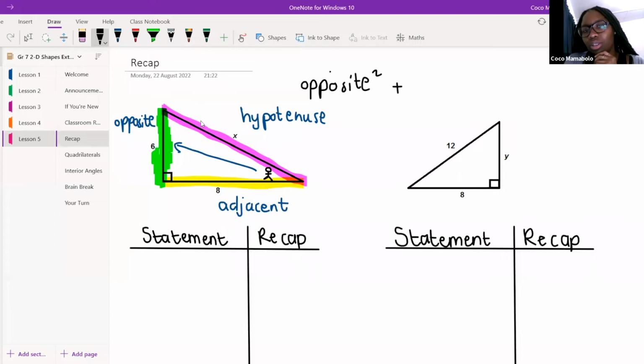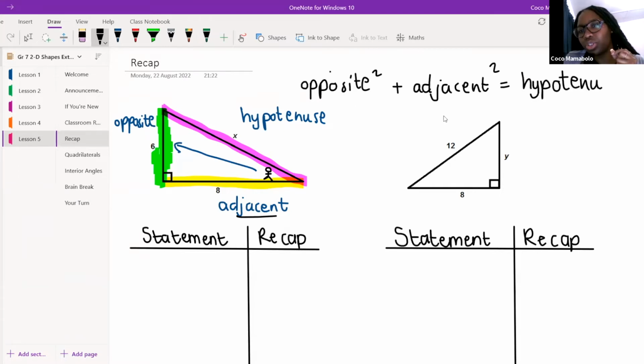Plus, what's the side called? Adjacent squared. Good, adjacent squared. And what is all of that equal to? X. What's the X side called? Hypotenuse. Hypotenuse what? Hypotenuse squared. Squared, excellent. And now you're going to give me that lovely sum that you just said. Okay, can you give it to me? 6 squared plus 8 squared would give you x squared. Excellent. And what is my reason?